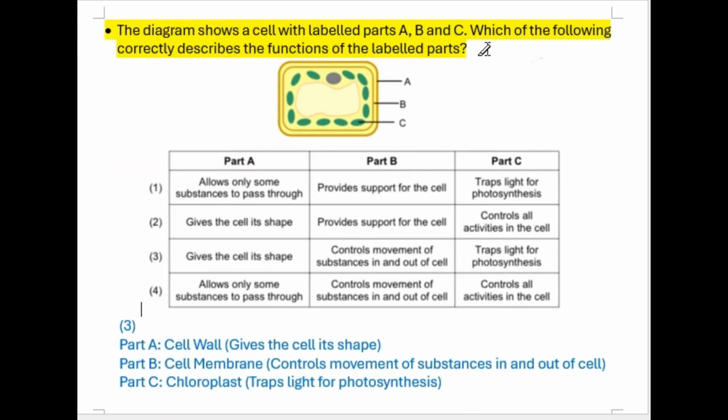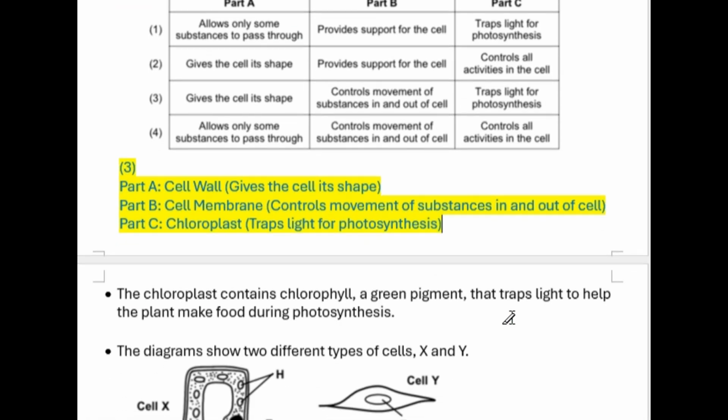The diagram shows a cell with labeled parts A, B and C. Which of the following correctly describes the functions of the labeled parts? Part A, cell wall, gives the cell its shape. Part B, cell membrane, controls movement of substances in and out of cell. Part C, chloroplast, traps light for photosynthesis.